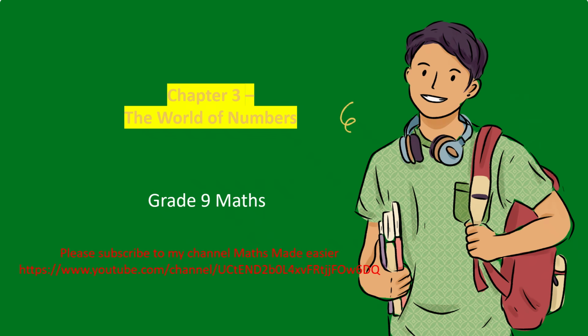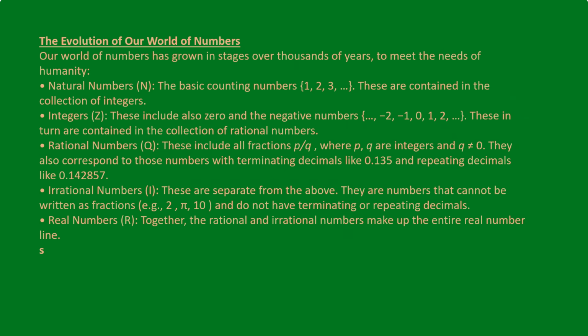Chapter 3, The World of Numbers. We will look into the different types of numbers in this chapter, namely the natural numbers, which is represented as N, which starts from 1 and goes on till infinity. These are contained in the collection of integers, meaning the integers contain these natural numbers as well. Now let's look into what are integers. They are the positive numbers, the negative numbers, including 0.